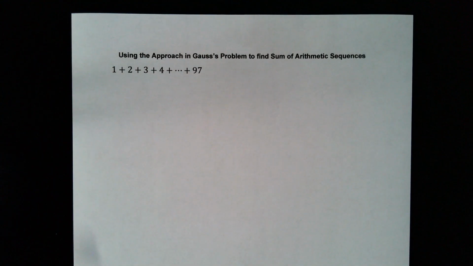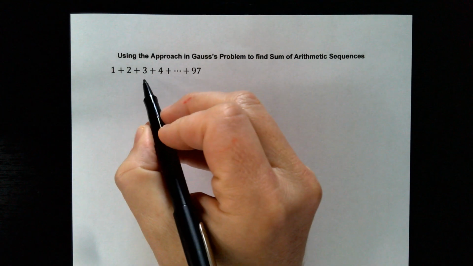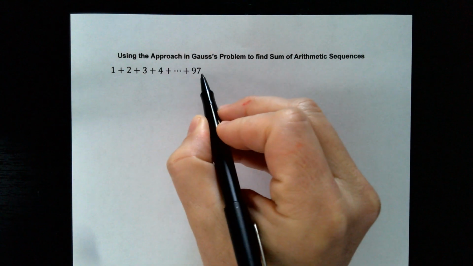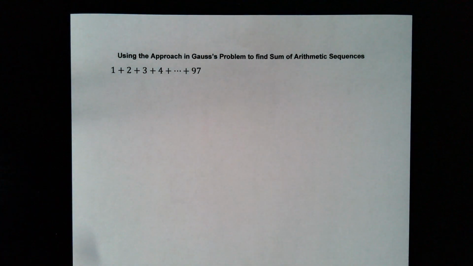In this video, we're going to be using the approach in Gauss's problem, so Gauss's approach, to find the sum of arithmetic sequences. So let's take a look at this first one. We've got 1 plus 2 plus 3 plus 4 plus, and it goes all the way to 97. Okay, so we can see that it's going up by 1.